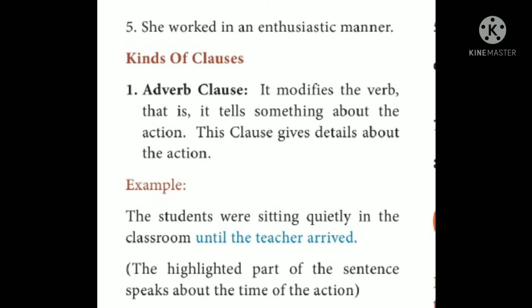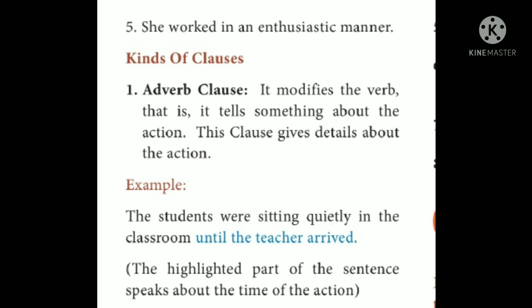Next we will see the kinds of clauses. Previously we have seen kinds of phrases. Now we are going to see the different kinds of clauses. The first one is the adverb clause. It modifies the verb. That is, it tells something about the action. This clause gives details about the action. So here it modifies the verb and tells something regarding the action.